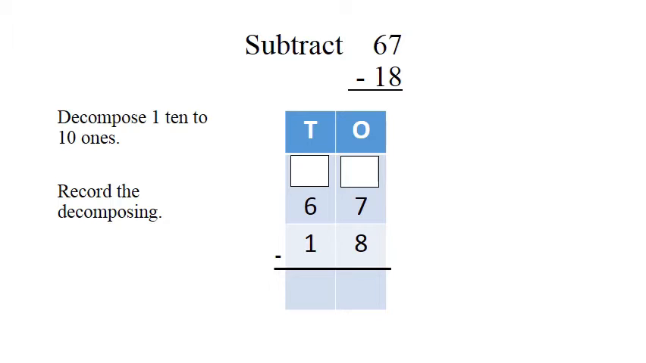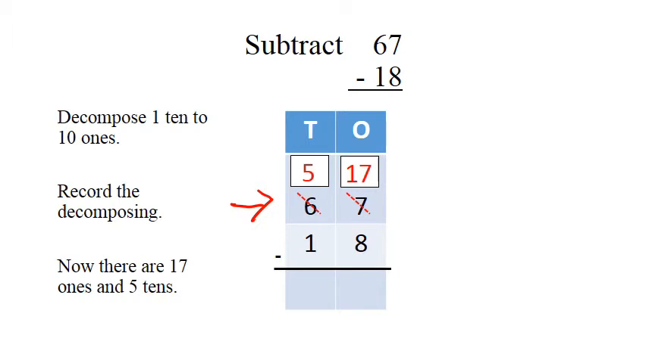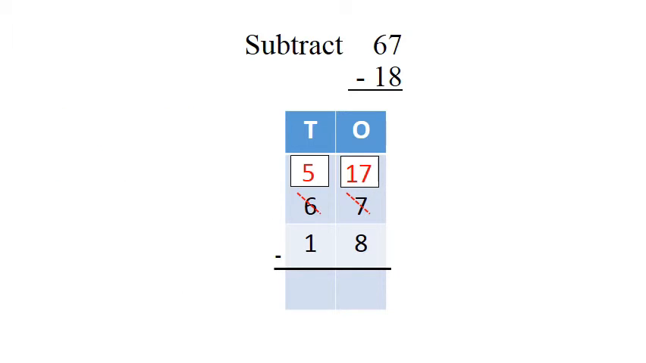So I'm going to take 1 ten from 6 tens over in the tens place. If I take 1 ten from 6 tens, I get 5 tens. And I'm going to move that 10 over to the ones place, and I'm going to add it to my 7 ones. Now I have 17 ones and 5 tens. I can now subtract my ones.